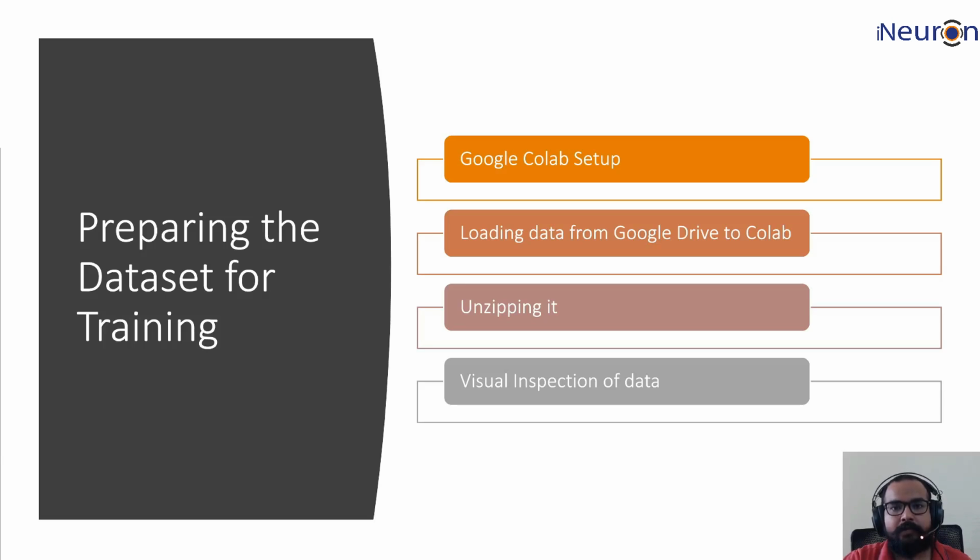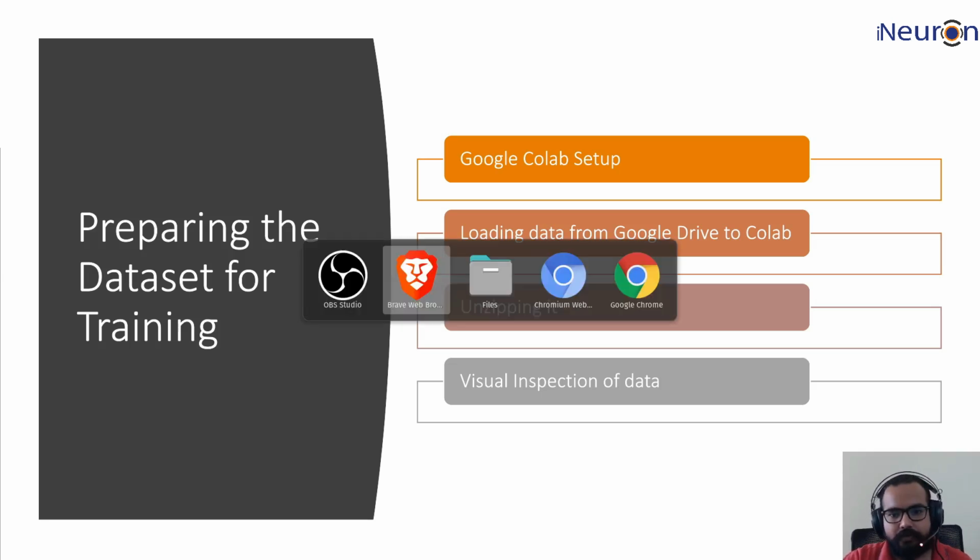Hello everyone, welcome to the lecture preparing the dataset for training. Here, first of all, we have to do the setup in Google Colab. So how we'll be moving the files and how to connect them with Google Drive and Google Colab. Then we'll unzip it and finally we'll do the visual inspection. So let's jump into our notebook.